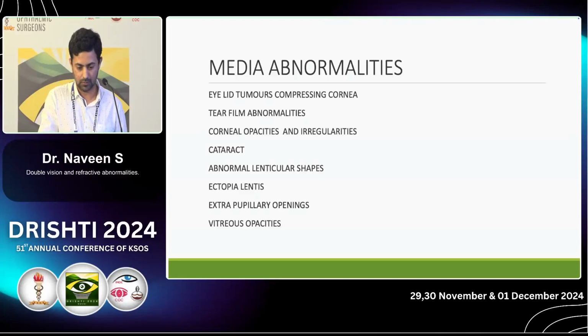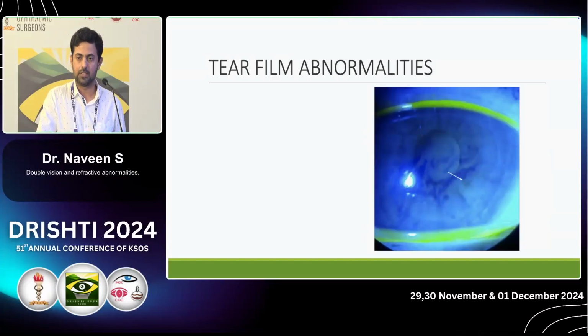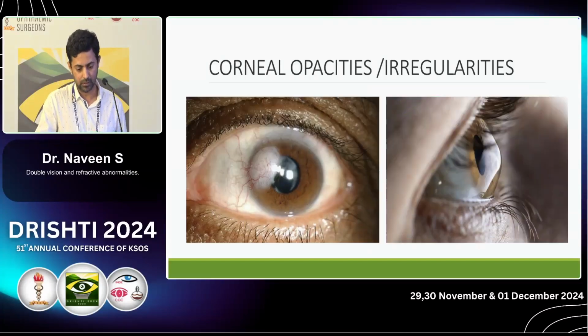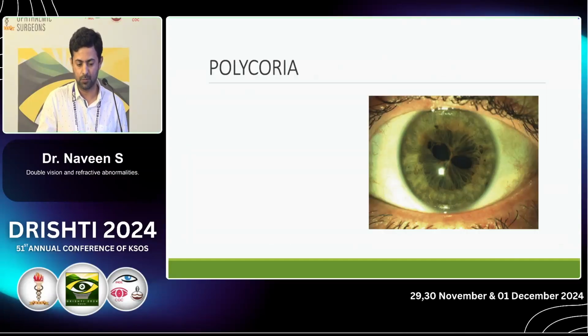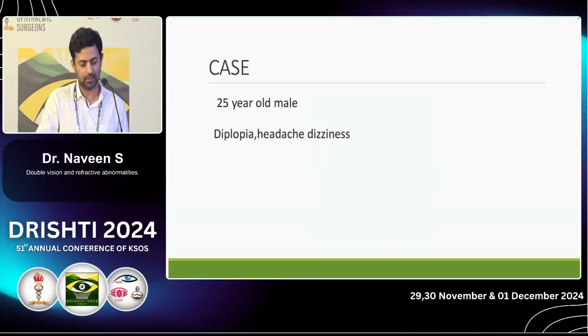The next thing is about the media abnormalities. Any abnormality from anterior to posterior can cause light diffraction and monocular diplopia. So, it can be a lid tumor which compresses the cornea, or a tear film abnormality, or any corneal opacity or irregularity. It can be multiple pupils like polycoria, and it can be an abnormality in the lens. This is another case, a 25-year-old male presenting with diplopia, headache and dizziness.